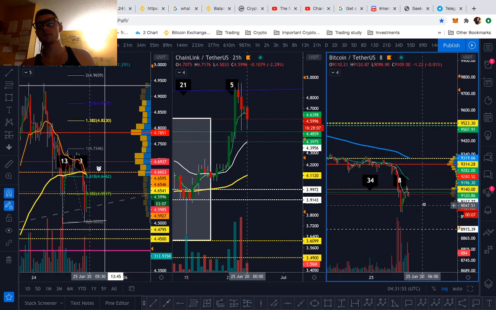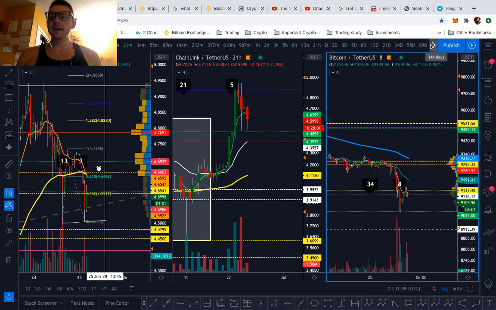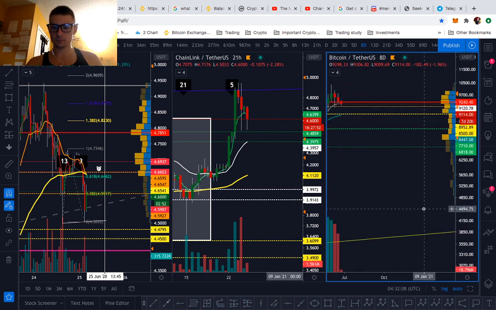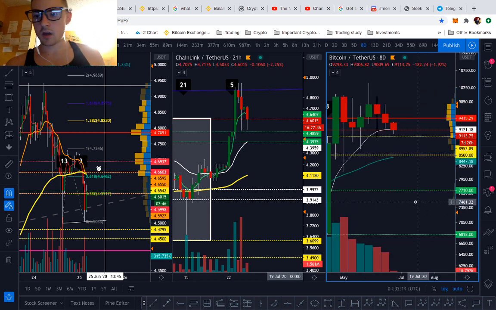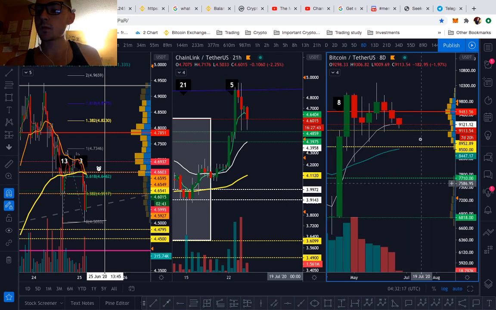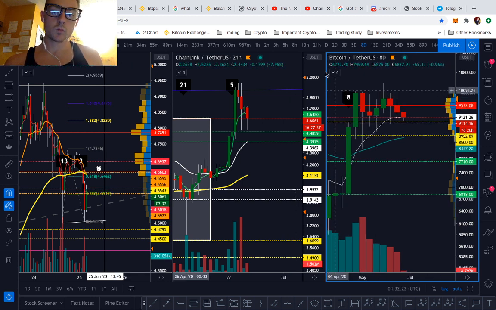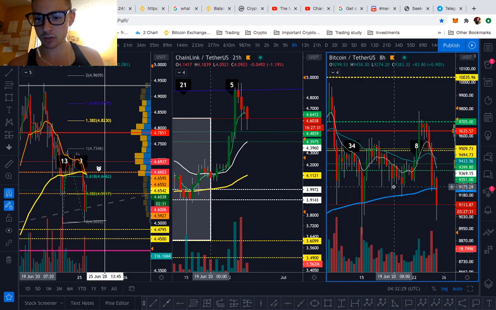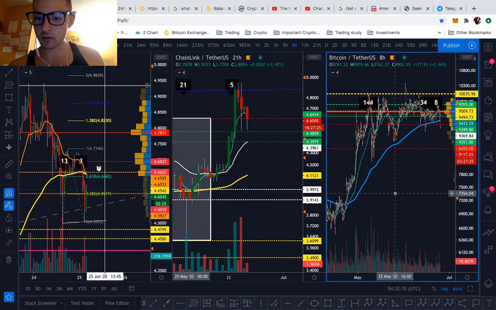Here. So. This chart's important too. We broke below that moving average, and we're closing in 7 days. So let's try to keep it simple and try to get the best time frames to trade with. Here's the 8-hour chart.